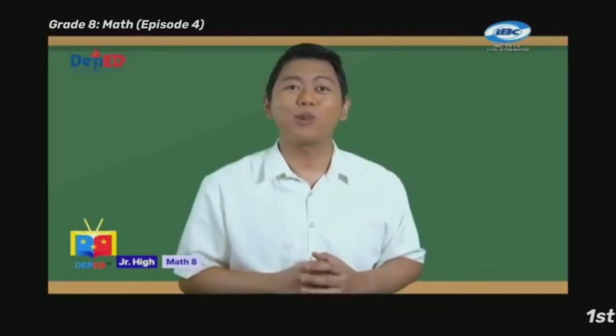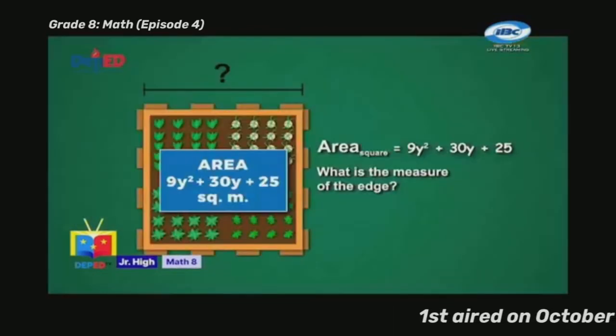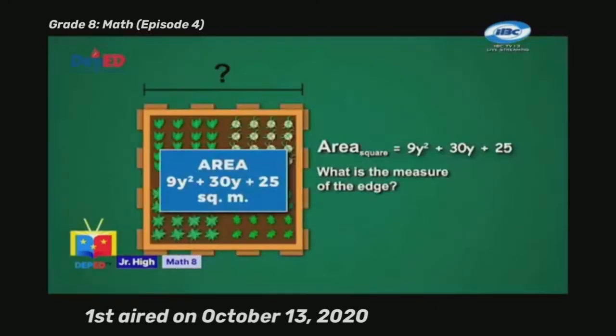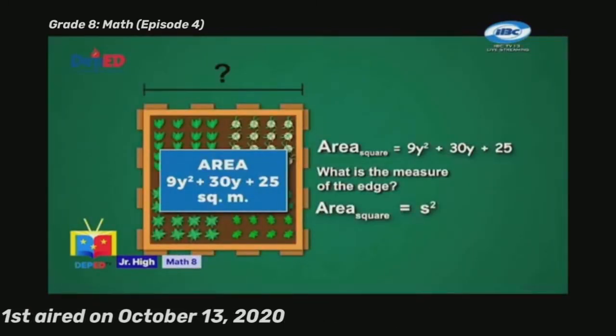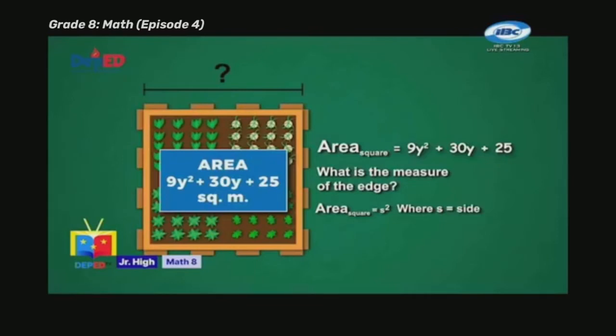Now, we analyze what we have and what we need in order to solve this problem. How can we get the length of the edge with the area of the square garden? What do we know about the area of the square? The area of the square is just the side multiplied to itself, or s squared. How about the given polynomial? What did you notice? It has three terms. What else?